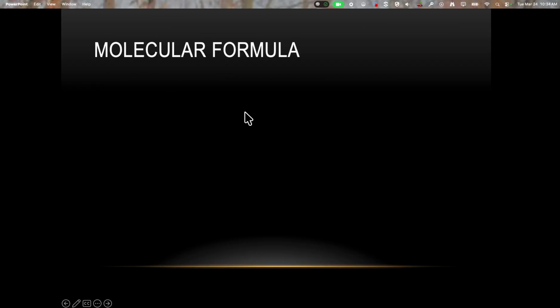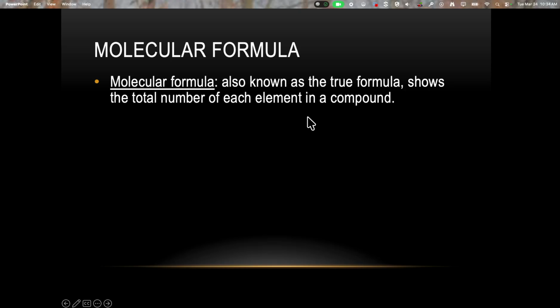Once we have the empirical formula, finding molecular formula is not bad as long as we know the molecular mass. And that's something else we can determine from data, or from experimentation. We can calculate the molecular mass of things. So the molecular formula, also sometimes known as the true formula, shows the total number of each element in a compound.